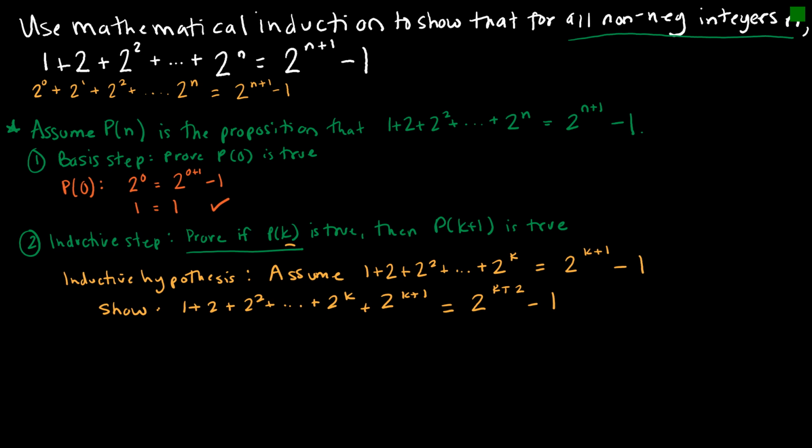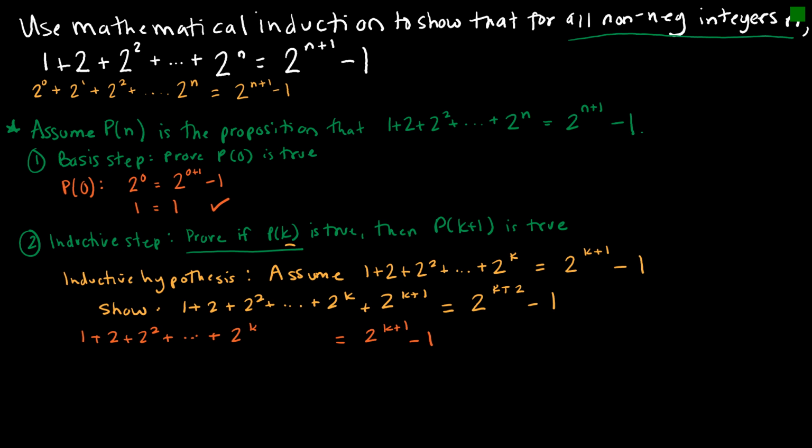So I'm going to start with that inductive hypothesis that says 1 plus 2 plus 2 squared plus blah blah blah plus 2 to the k, and I'm going to leave a little bit of space, is equal to 2 to the k plus 1 minus 1.